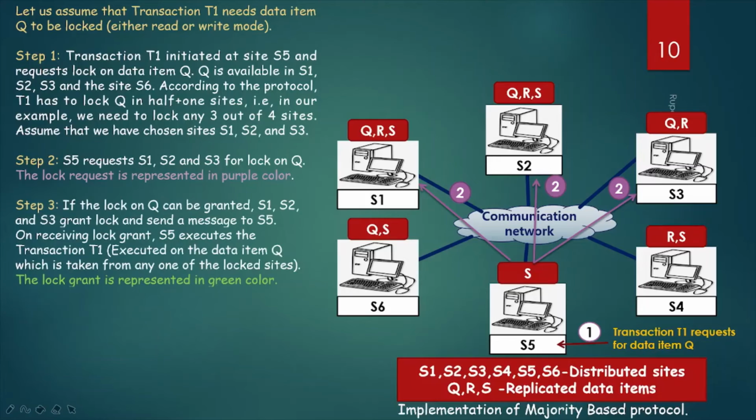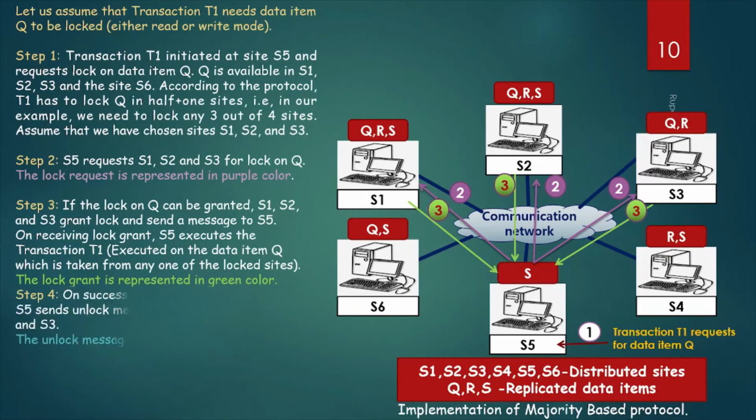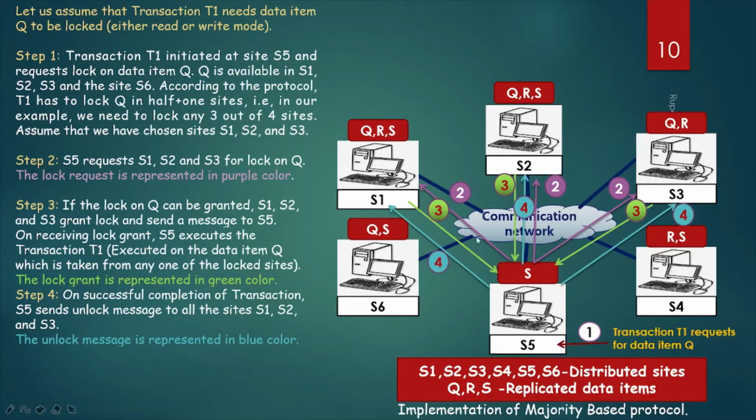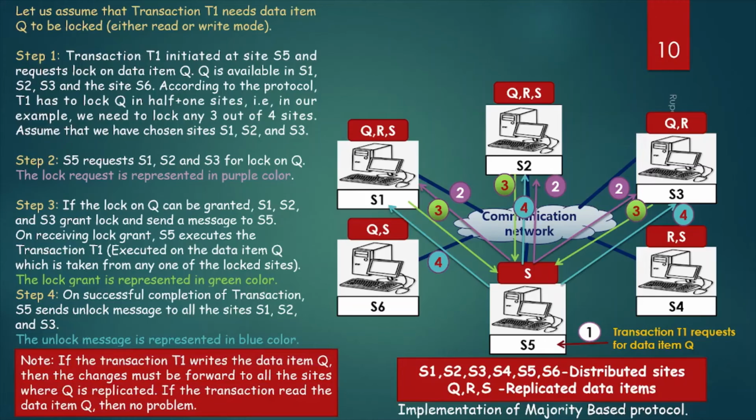Step 3. If the lock on Q can be granted, S1, S2 and S3 grant the lock and send a message to S5. On receiving the lock grant, S5 executes the transaction T1. It is executed on the data item Q which is taken from any one of the locked sites. The lock grant is represented by the green color. Step 4. On successful completion of the transaction, S5 sends an unlock message to all the sites S1, S2 and S3. The unlock message is represented by blue color. Remember, if the transaction T1 writes the data item Q, then the changes must be forwarded to all sites where Q is replicated. But if the transaction reads the data item Q, then there is no problem.